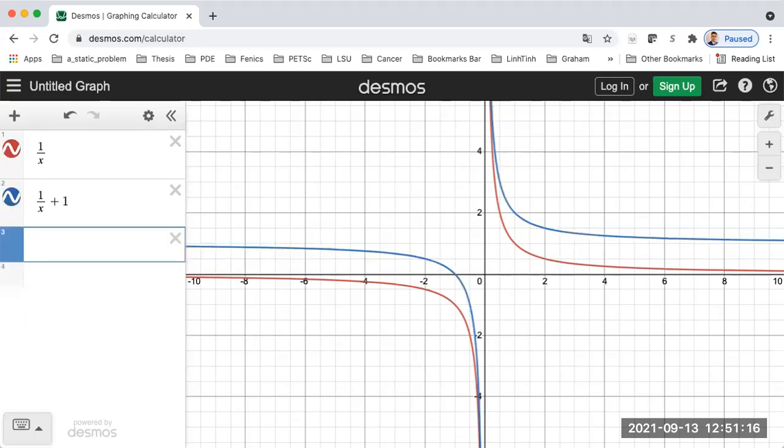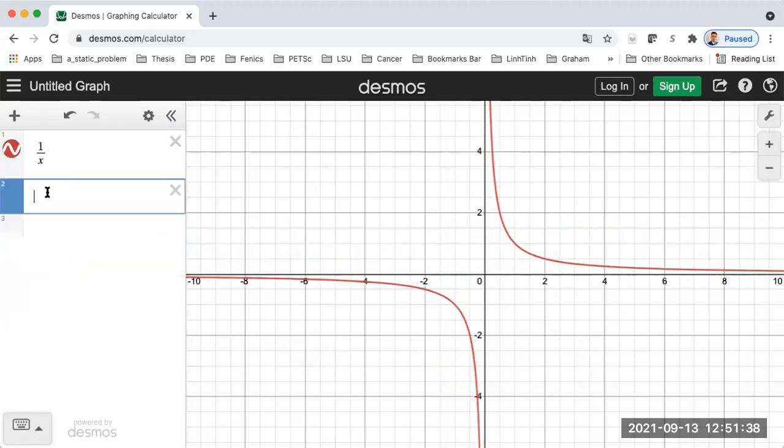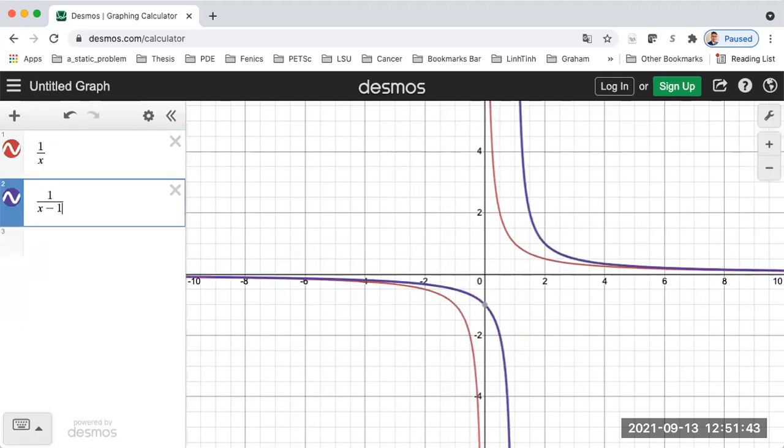How about if another function is 1 over x, subtract 2? Go down 2 units, right? Very good. So this is a very interesting property of a graph, okay? Now, how about this guy? Let me replace this by 1 over x minus 1. How does it look like? Your x values are shifted. Yes, the x value is now shifted to the right-hand side 1 unit. You see it?